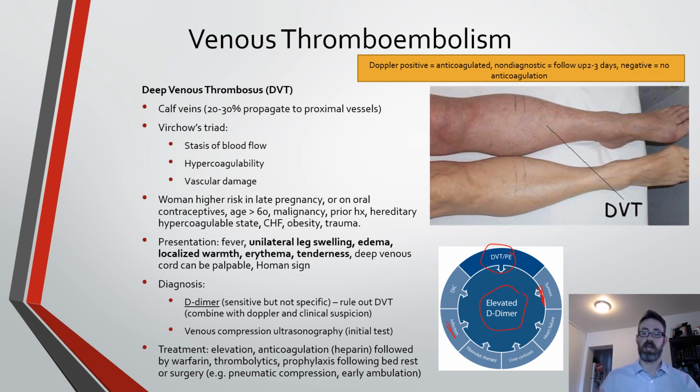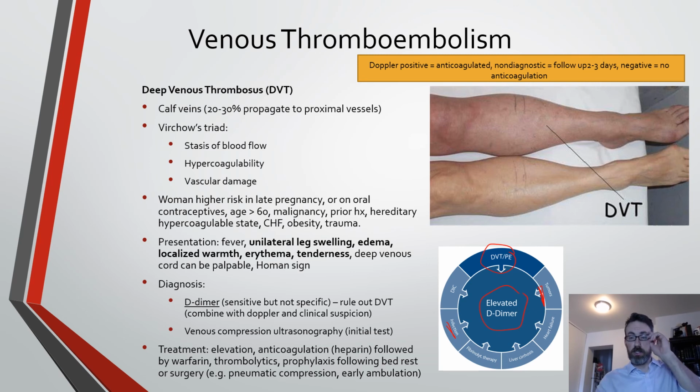So for example, if the D dimer is elevated, and then you do the ultrasound, which tests positive, and you have clinical suspicion, then you have your diagnosis. All right. So in terms of the treatment for this, elevation can help with, again, returning of the venous blood flow. Anticoagulation. Okay, so it's going to be heparin followed by warfarin. Thrombolytics to help break down the clots. Prophylaxis following any kind of bed rest or surgery, for example.